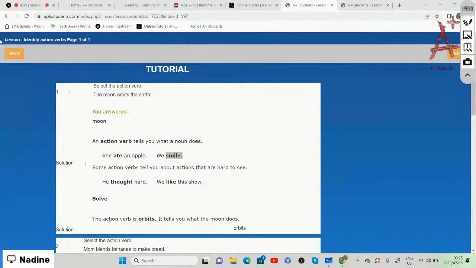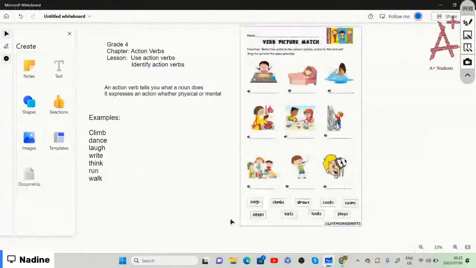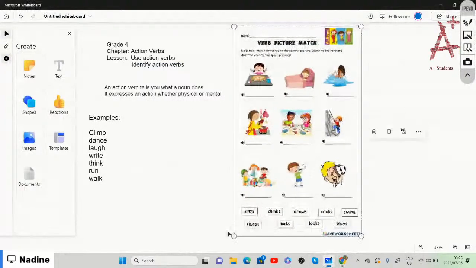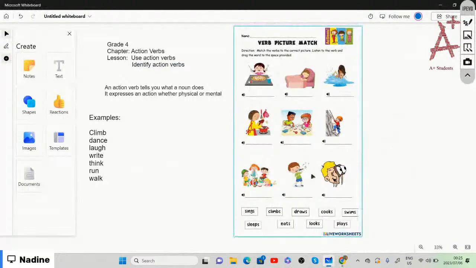All right. So now what we're going to do is we are quickly going to go back to our whiteboard. Now, can everybody see the picture? Nice and big. All right. So now it says that we need to match the verbs to the correct picture, right? There are 9 pictures, and there are 9 different words below the pictures, right?